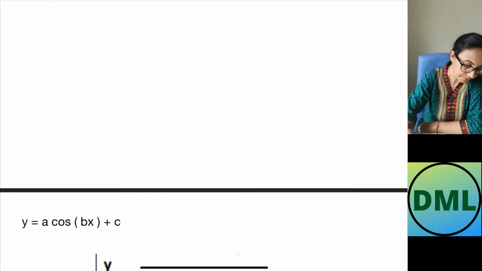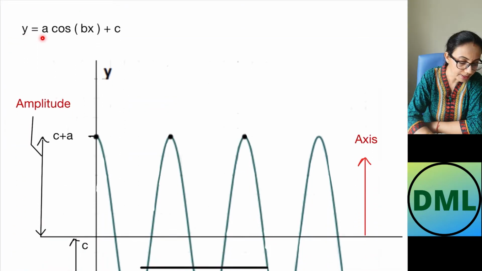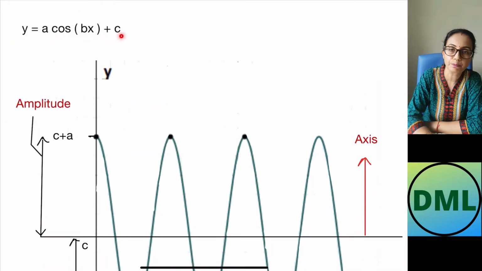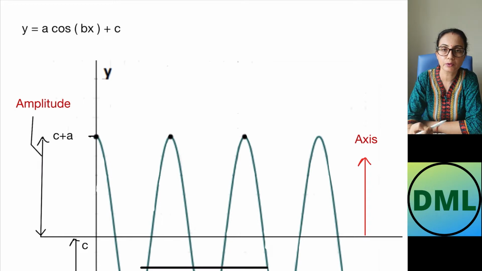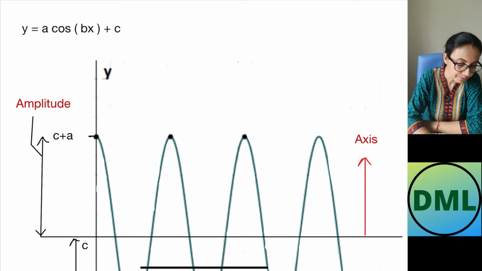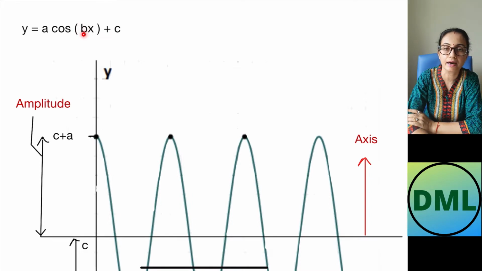Next, y is equal to a cos bx plus c. If our curve is written in this form, the c value is your axis, as we have done earlier. A is the amplitude. Amplitude means how many units it will go above the x-axis and how many units it will go below the x-axis. B will show you how many cycles are inside 360 degree or 2 pi radian.